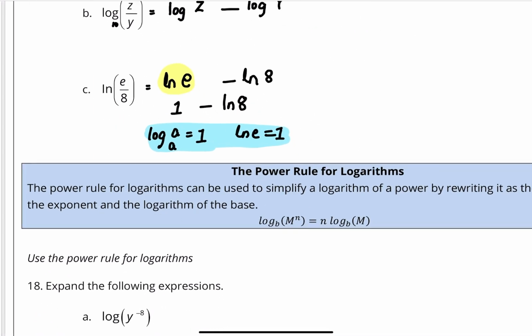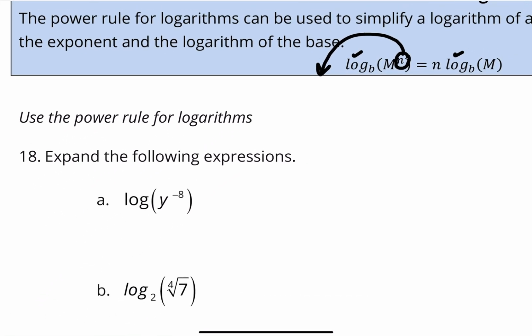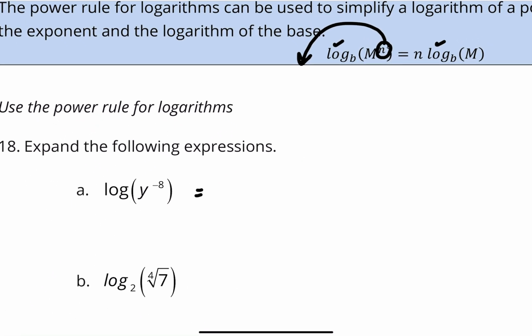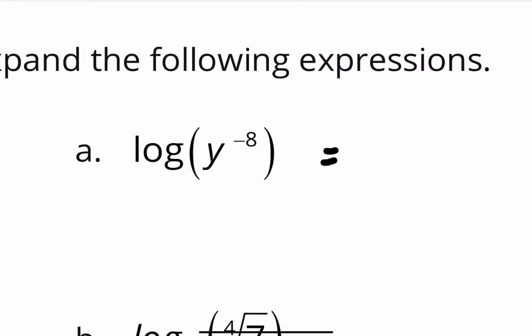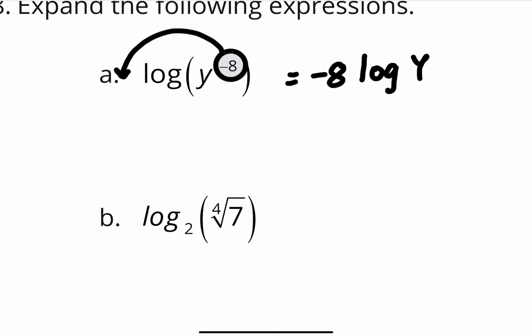All right, the next one is the power rule, my favorite. So as you can see, single log is single log. All that's happening is the power gets kicked right up in the front. Let's take a look. So I do have a power, which is right here. So what happens? Nothing changes except the power gets kicked right up in the front. So this becomes negative 8 log y. That's all.